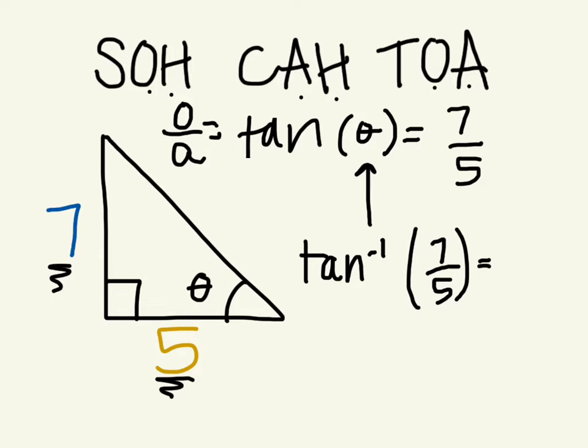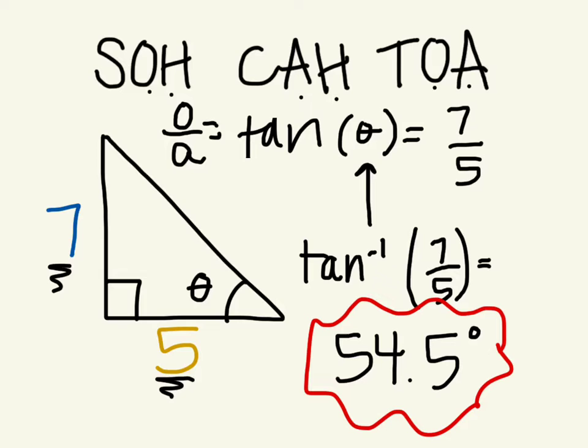Pause this if you need to so that you are typing in your calculator as you're watching this. But what I need to do is press my second tangent button and up will pop the inverse of tangent. Inside those parentheses, I'm going to write my ratio of 7 over 5. So 7 divided by 5, close it up. And when I press enter, I get the following value of 54.5 degrees. So the value of theta right here is 54.5 degrees.